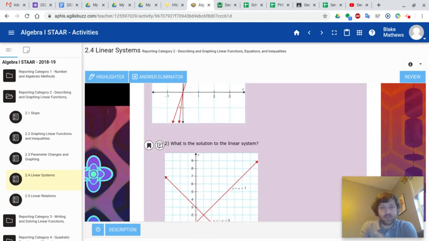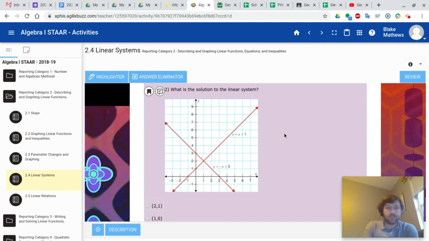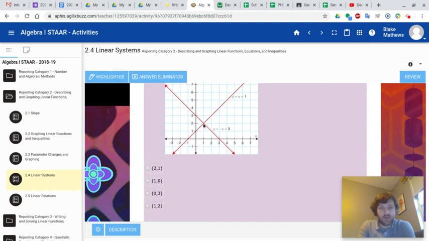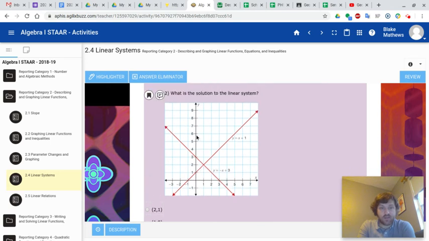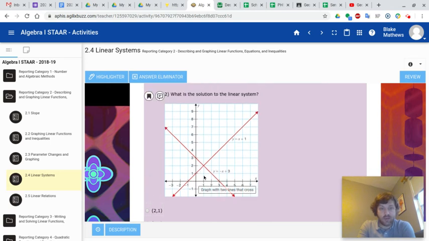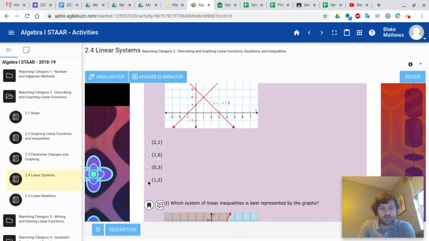All right, now the rest of these are going to be a little bit more straightforward. What is the solution to the linear system? The solution all the time is always going to refer to the place where the graph intersects. So we don't even need to do anything except find this point among our list. And so remember, x comes first. It's x comma y. So the x is 1 and then the y is 2. So 1 comma 2 is going to be my intersection point. And so that's this answer choice.